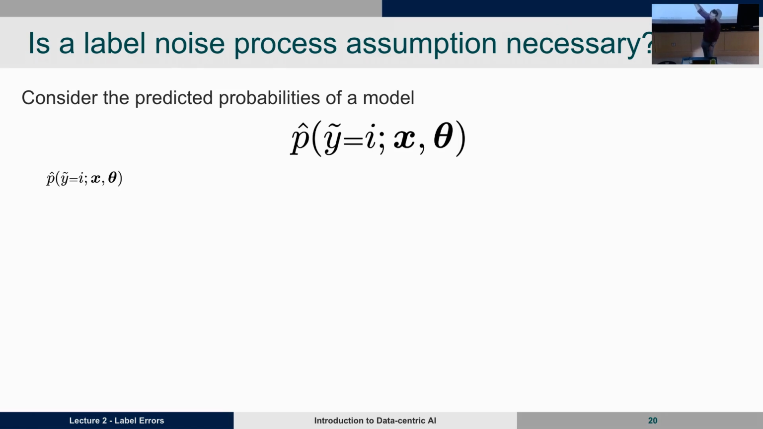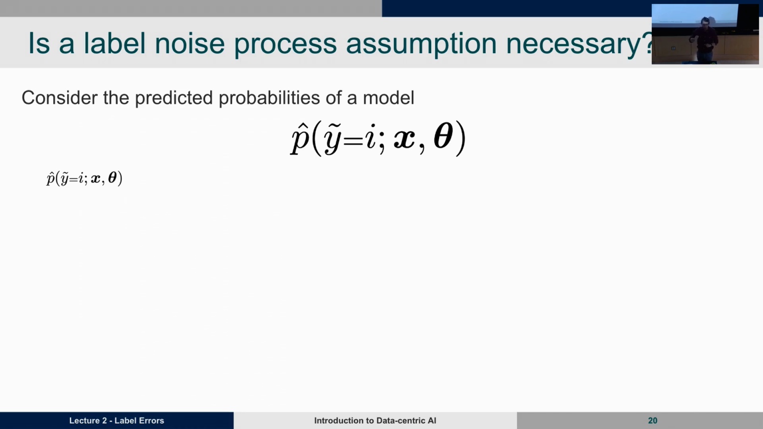We've got something new. I've added theta. That's the model, because I wanted to be super explicit that these predicted probabilities are coming from a model. X is data that's going into that model, and y tilde is your noisy label, and it's now equal to some general class i, not 1. This is not binary classification. We're in a multi-class setting. You can have an arbitrary number of classes. There are M classes in examples.